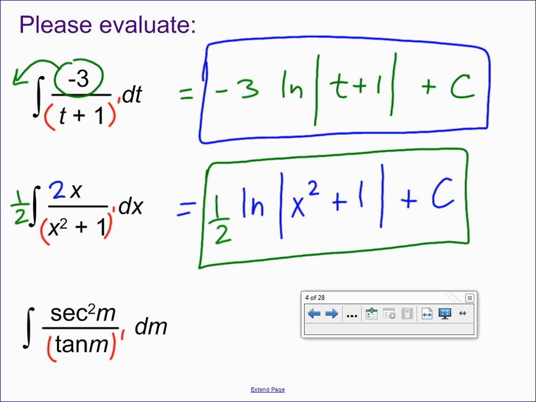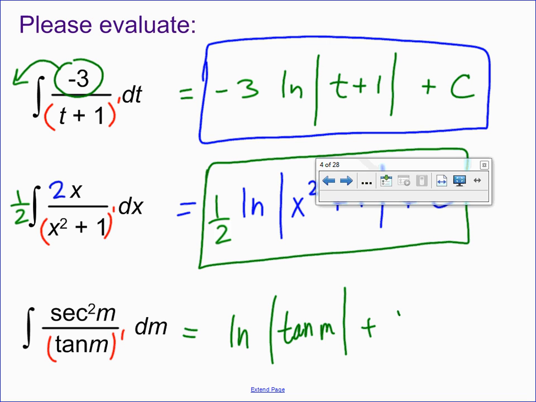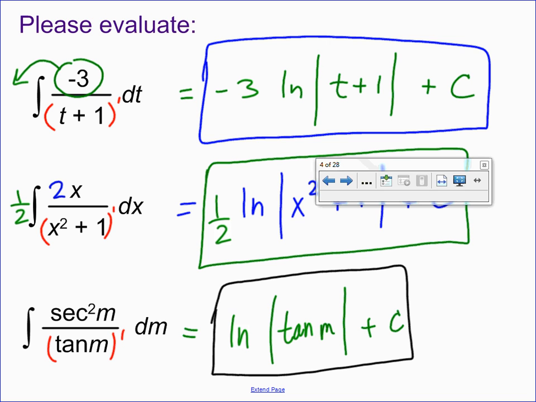What's the derivative of tangent of m? Secant squared. I don't have to do any provision of a constant or anything. Use substitution, nothing. I'm all ready to go with an antiderivative that's a natural log. This becomes the natural log of absolute value of tangent of m, close bars plus c. That's it.